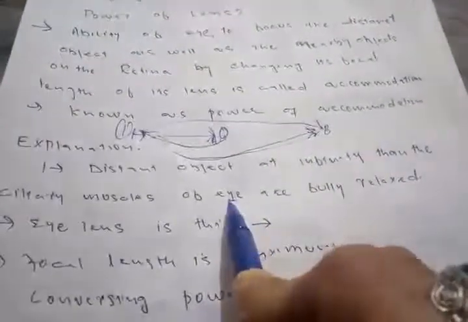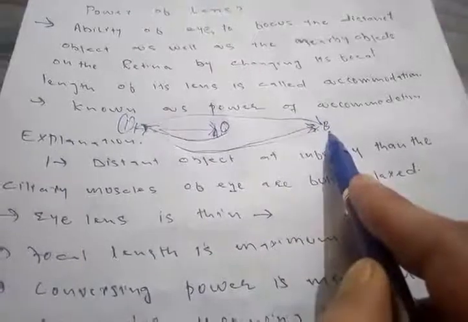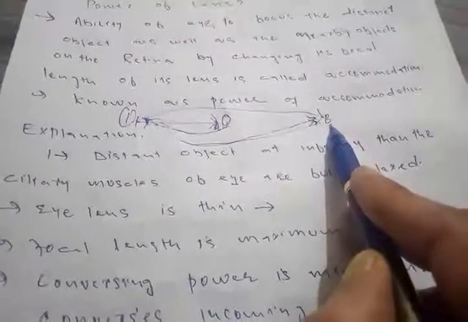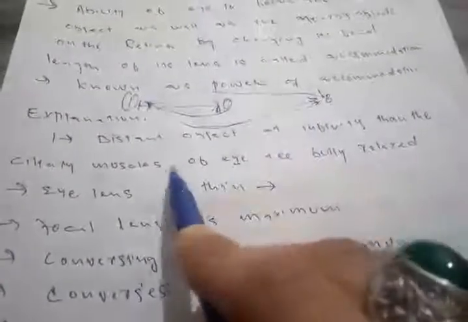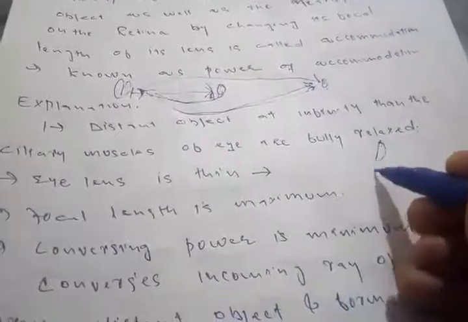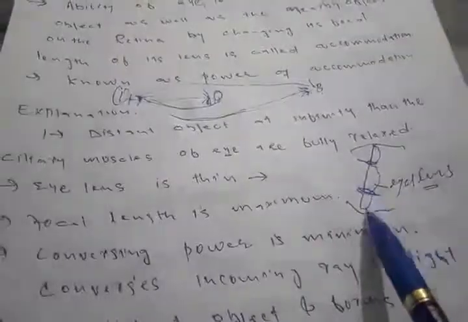First, the unaccommodated condition: when you are looking at distant objects, placed far from your eyes, then your ciliary muscles come into play. What are ciliary muscles? This is an eye lens, and these two types of muscles are attached to the eye lens and hold it. As I explained in the previous question, when you are looking at far objects, the ciliary muscles of the eye are fully relaxed.